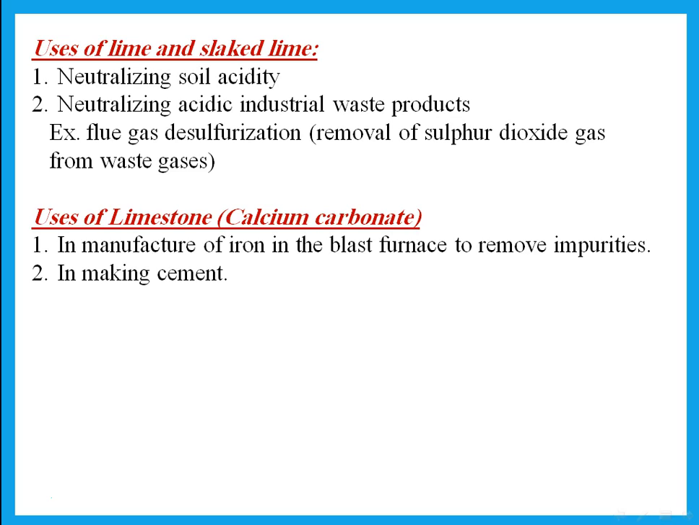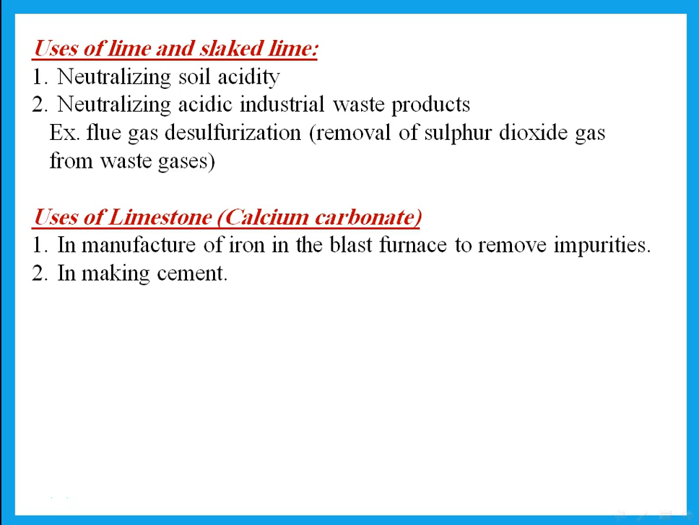We also use them to neutralize the acidic industrial waste products, the substances coming out of factories that are acidic, for example sulfur dioxide, and we talked about that when we talked about flue gas desulfurization, in which we put calcium oxide or calcium hydroxide on the chimneys of the factory so that the acidic gases coming out are neutralized.